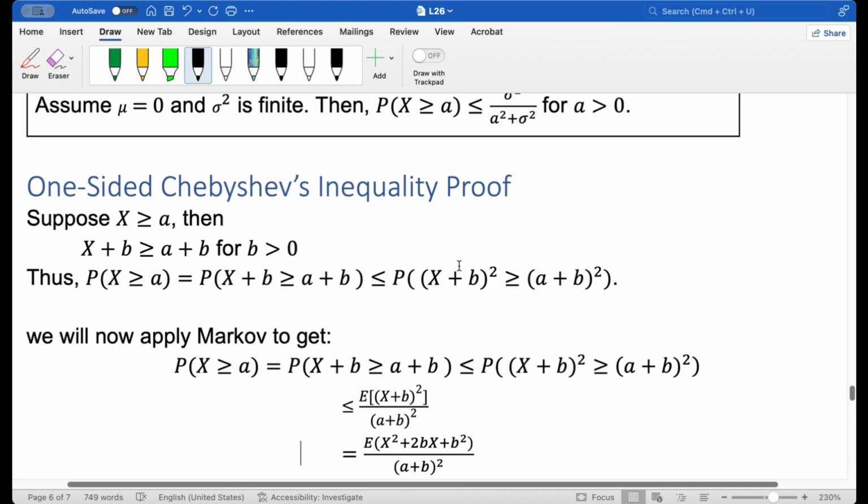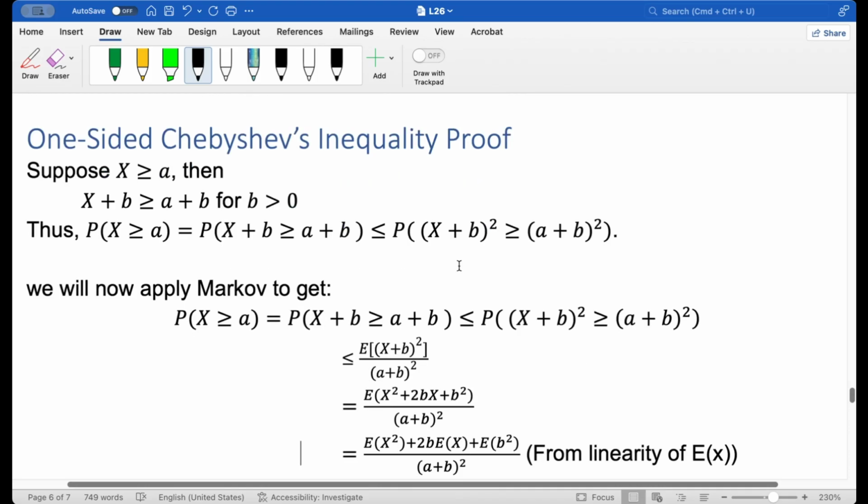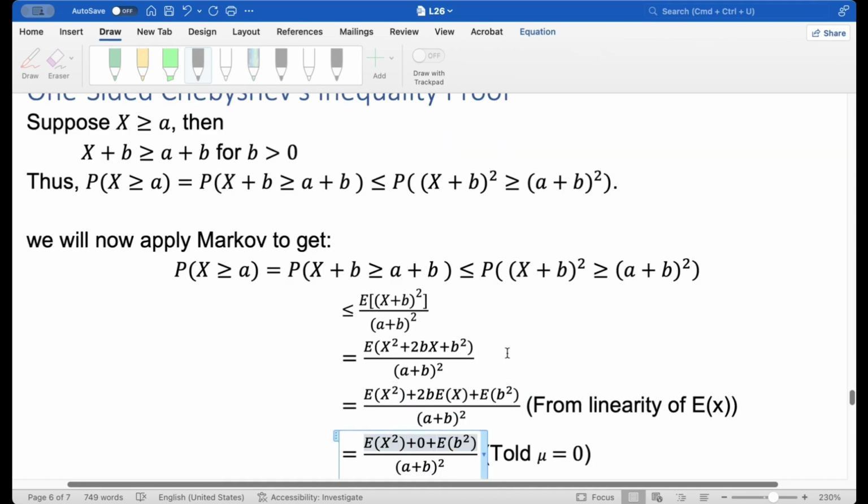Now we're going to apply Markov to this expression here. So we get that the probability that X is greater than or equal to a is less than or equal to the expected value of (X plus b) squared over (a plus b) squared. So squaring out X plus b, we get X squared plus 2bX plus b squared. The denominator is (a plus b) squared. Apply the expected value to each piece in the numerator.